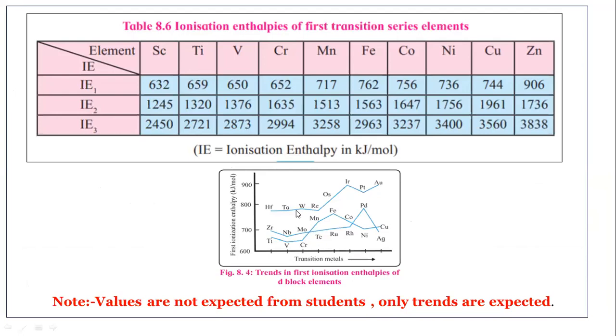The reason is the poor shielding effect of 4f orbitals, and due to this poor shielding effect, the nuclear attraction is more. So the nucleus will pull the electron towards itself, and the amount of energy required will be very high.